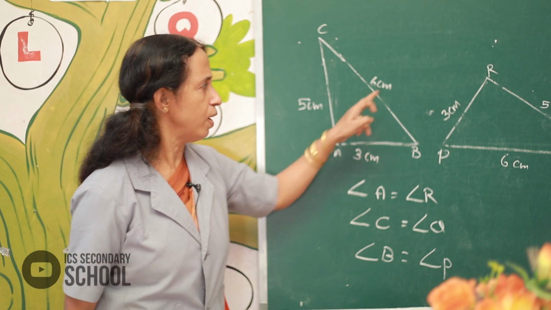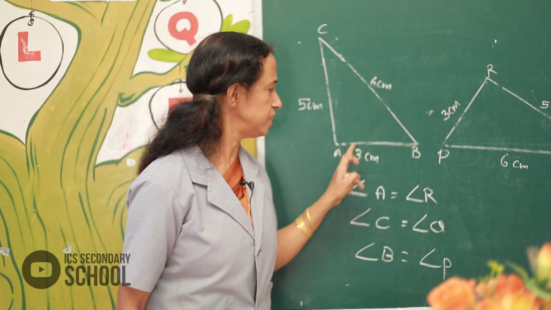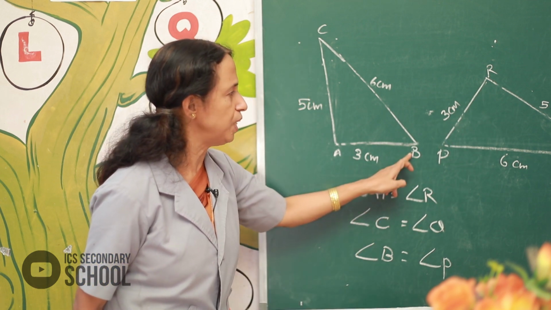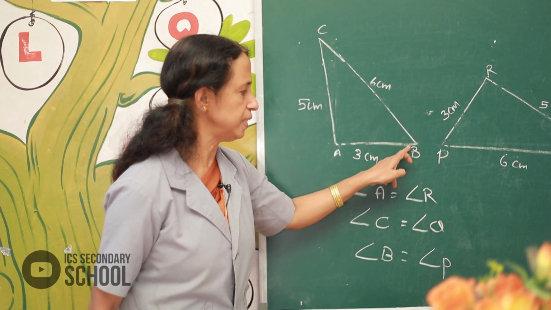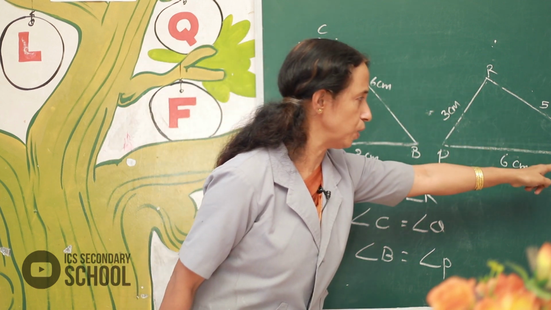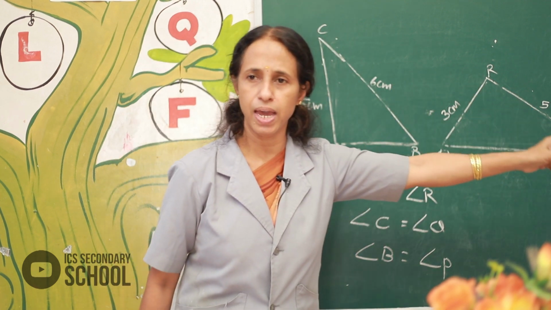Angle A is equal to angle R. Angle B is equal to angle P. Angle C is equal to angle Q.